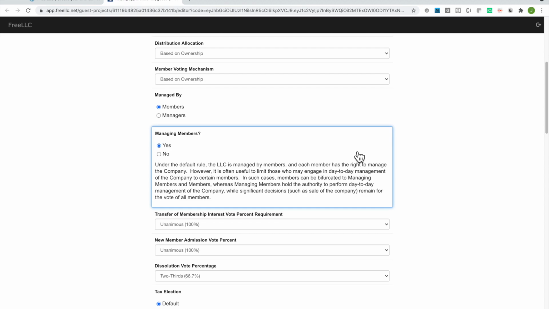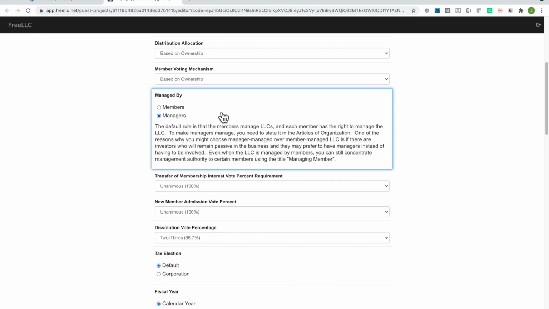In that scenario, the LLC is managed by members. So you can't have managers, but only some of the members will be able to manage the company. By the way, you can have more than one managing member. And finally, you can have managers. Managers can be members or non-members.